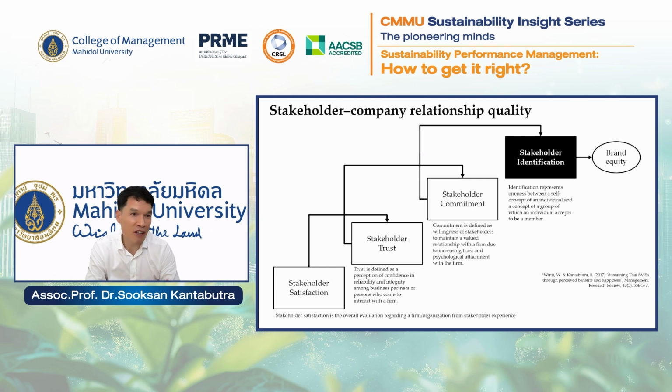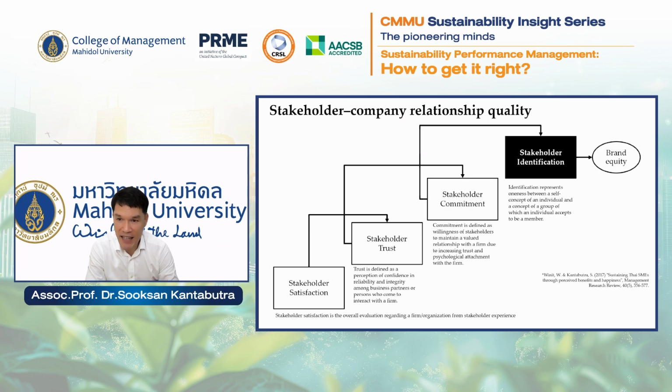But stakeholder trust is still not the top level. Right? There is another level which is called stakeholder commitment. Stakeholder commitment is defined as a willingness of stakeholders to maintain a valued relationship with you, due to increasing trust and psychological attachment with the firm. So they commit to you, basically. They love you now. They start having some emotional involvement with your company now, right? But that is still not the best. Okay, the best one is called stakeholder identification. This is when they identify themselves with you.